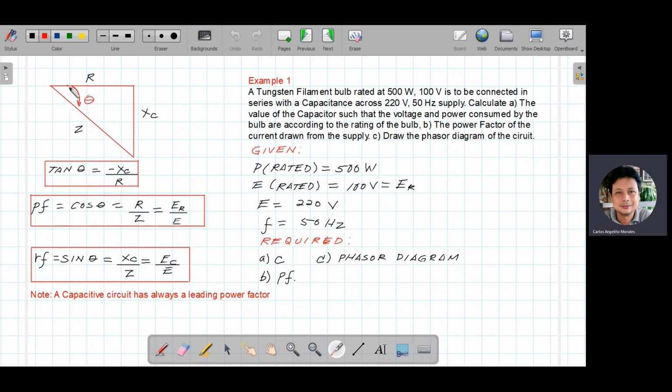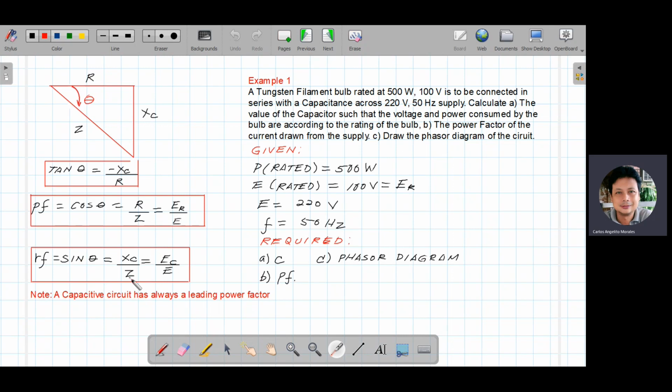So ito naman yung tinatawag natin na impedance triangle. Ito yung resistance, capacitive reactance, at saka yung impedance. O baka nakalimutan nyo, kaya nakaganyan yan kasi mas nauuna yung current sa voltage and sumusunod din yung impedance triangle sa voltage triangle. So yung tangent theta, opposite over adjacent is negative XC over R. Bakit negative? Pababa eh. Power factor is cosine theta, R over Z, which is equal to ER over E sa voltage triangle.